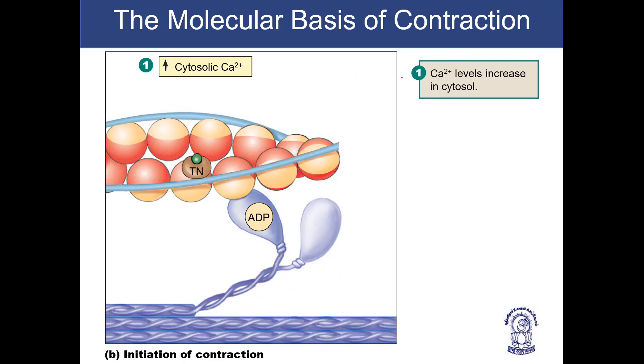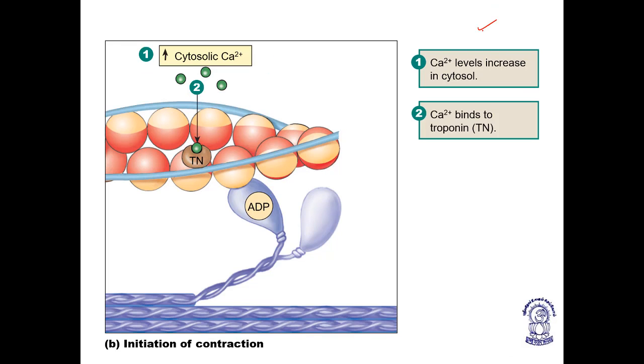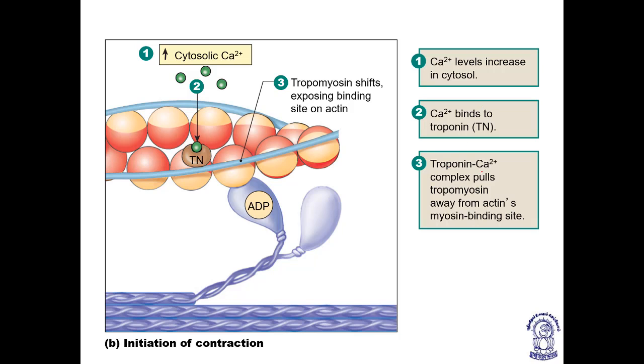The first step is the cytosolic release of calcium. The calcium levels increase in the sarcoplasm, initiating contraction. Calcium binds to troponin C. The troponin-calcium complex pulls the tropomyosin away from actin, and actin becomes free to bind with the myosin binding site. Tropomyosin shifts, exposing the binding site on actin.